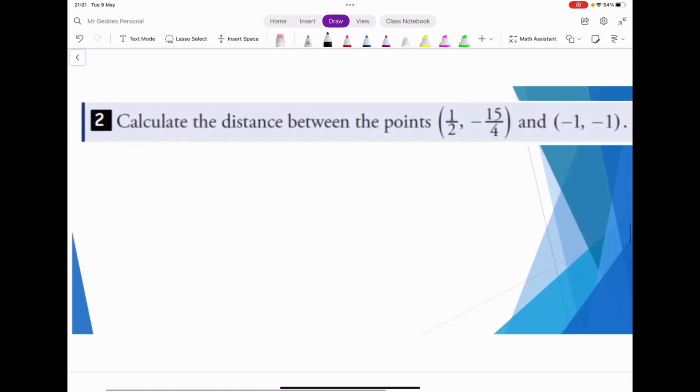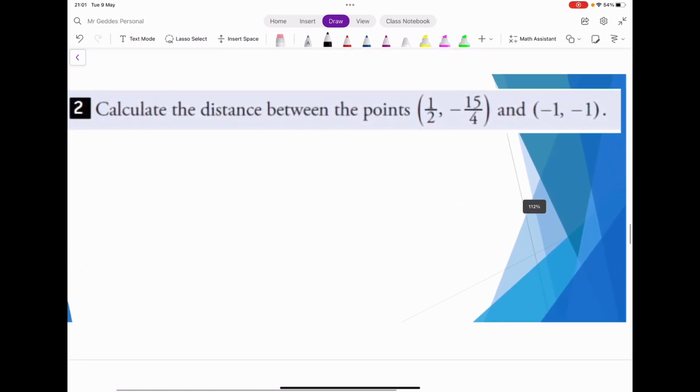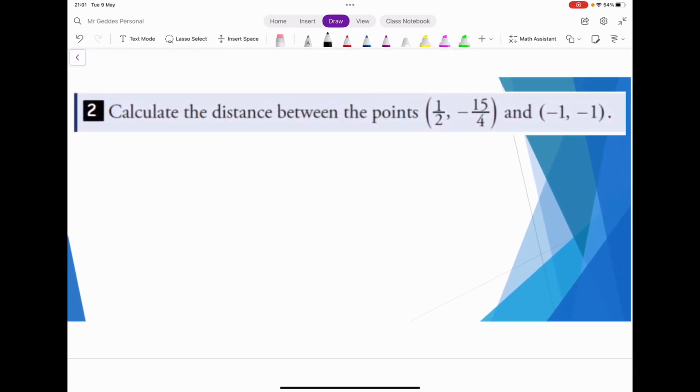Okay, shifting down to the second question, you can see just what I was talking about earlier on. In higher maths, fractions are really going to come back with a vengeance here. We've got a half, and we've got negative 15 over 4. This is the norm for higher. You can get fractions coming up in virtually at any point. And again, look, our job is to calculate the distance between the points a half and negative 15 over 4 and negative 1, negative 1.